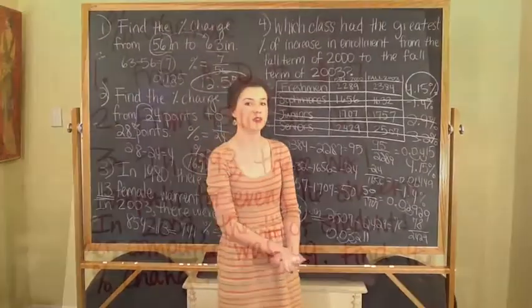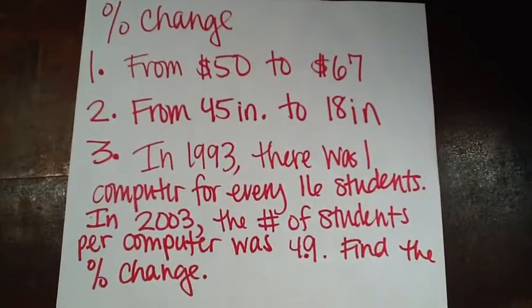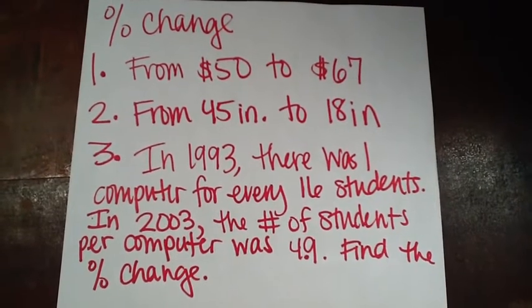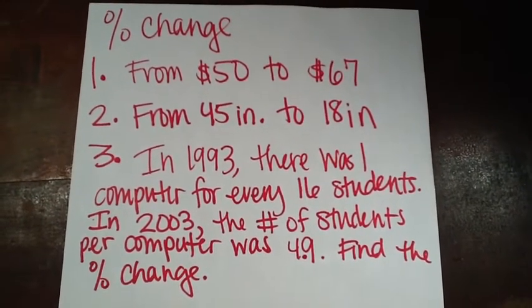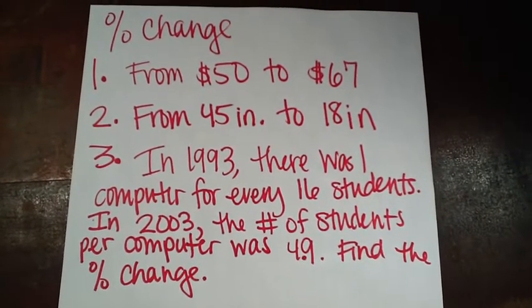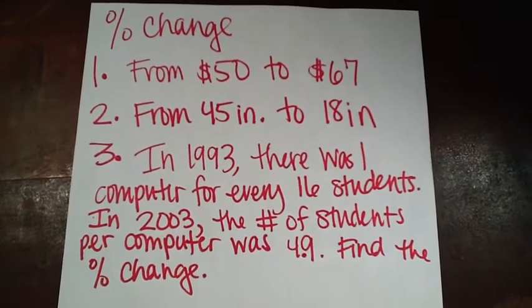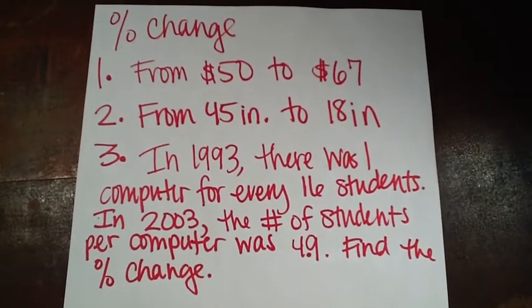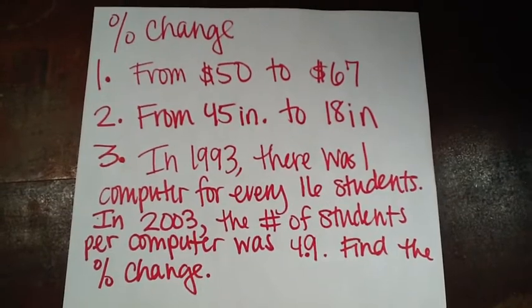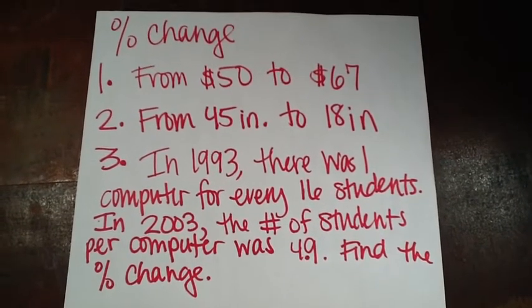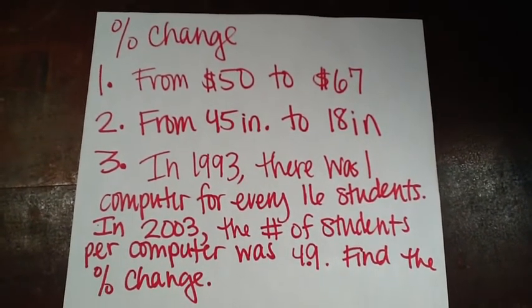Alright, let's go ahead and do the on your own question. Alright, you have 3 problems to do for me. Numbers 1 and 2, just go ahead and find the percent change. And number 3, it says in 1993 there was 1 computer for every 16 students. In 2003, the number of students per computer was 4.9, or 4 9/10. Find the percent change. Alright, good luck. Let's see what you get tomorrow.